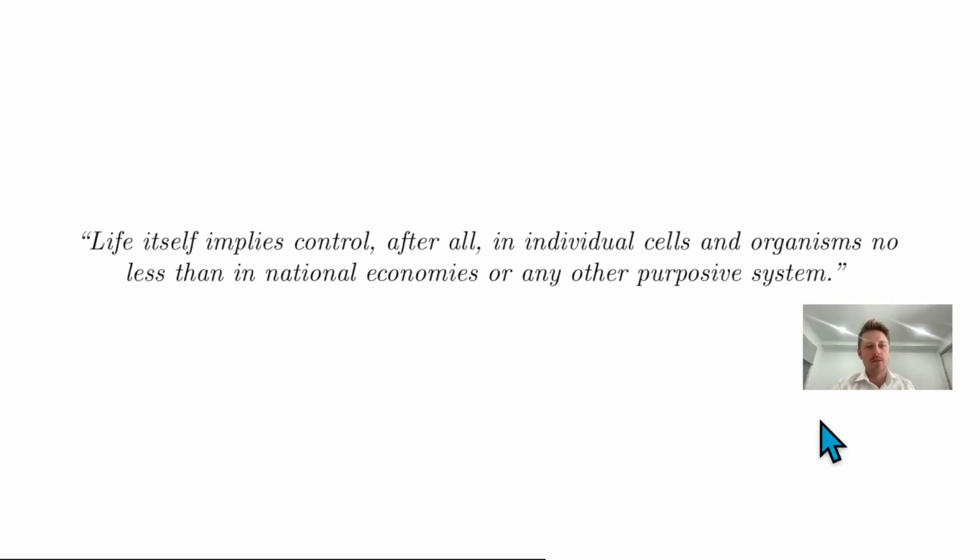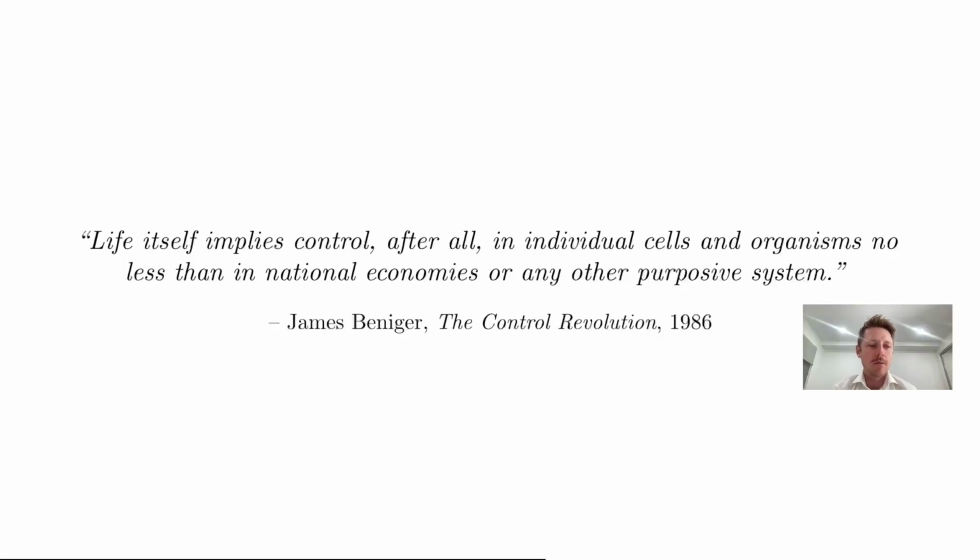All right, so we're going to look at velocity time graphs today, but here's just something that I've been thinking about recently. I think it sums up what I've been thinking about. "Life itself implies control, after all, in individual cells and organisms no less than in national economies or any other purposive system." It's by James Beniger in a book called The Control Revolution, which I've just been flicking through. It's fascinating to think that at all levels of system perspective, biologically, psychologically, socially, we're moving towards systems of control because we have to reduce the entropy and reduce disorder. So that's interesting to think about.